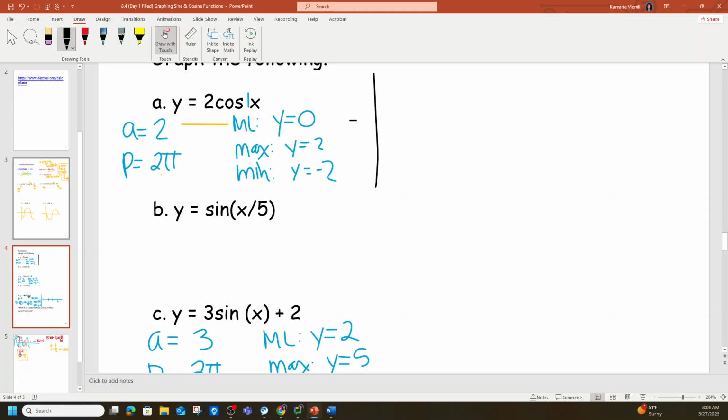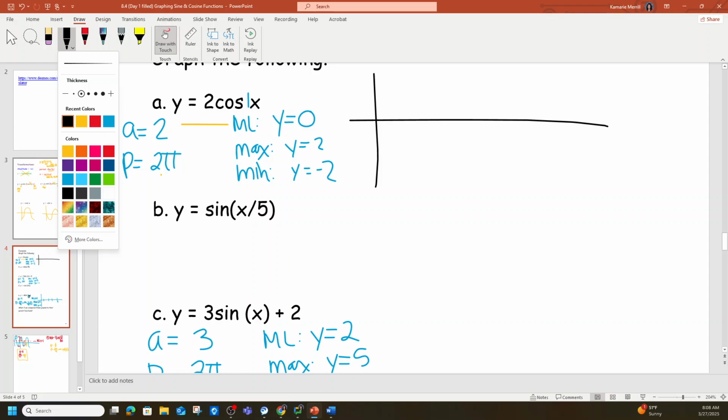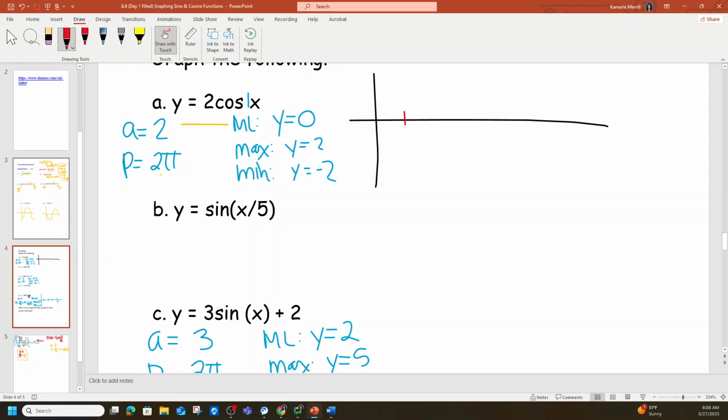Let's put this action on an actual graph, and then let's graph it. This one's easy because we didn't really change much from the parent. I'm not going to make you do stuff to scale, but I am going to quickly sketch the parent compared to these ones. So I'm going to go 1, 2, 3, 4, and I'm going to write my period. Okay? And I'm also going to write in my max and my min.